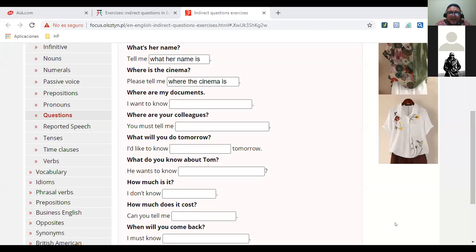Okay, let's check the final exercise. When will you come back? We were thinking it would be: I must know when will you come back. Okay, I must know when you will come back. So your answer is good, but you need to change the position of two words. Because when you say I must know, it's because there is a question coming. So in the complement of the indirect question, the auxiliary disappears. So I must know when you will come back.